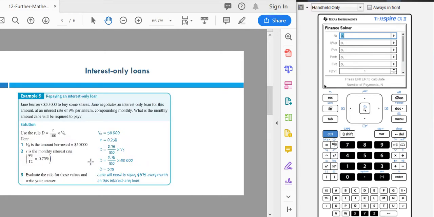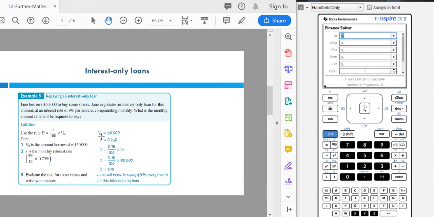So let's have a look at an example. Jane borrows $50,000 to buy some shares. Jane negotiates an interest-only loan for this amount at an interest rate of 9% per annum compounding monthly. So don't forget, this is monthly, divide by 12. What is the monthly amount Jane will be required to pay?